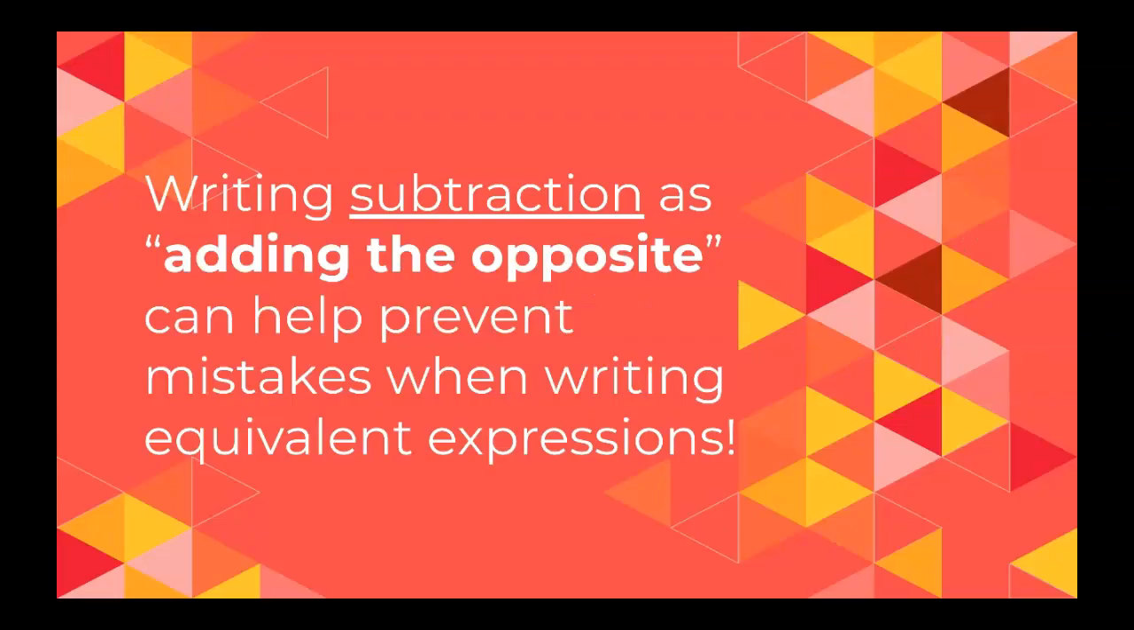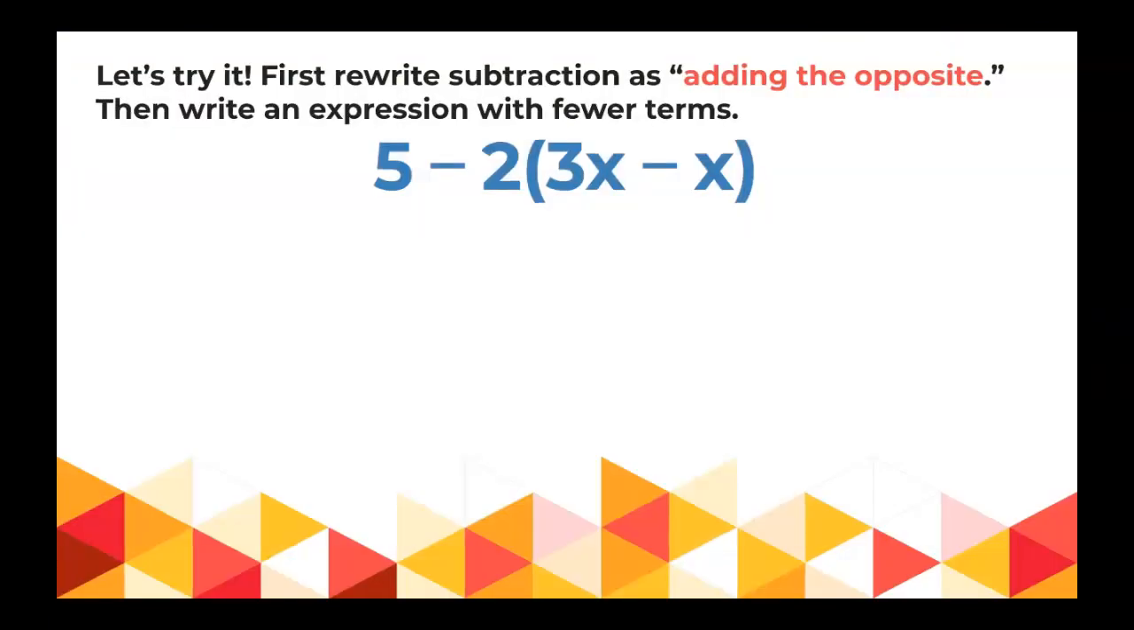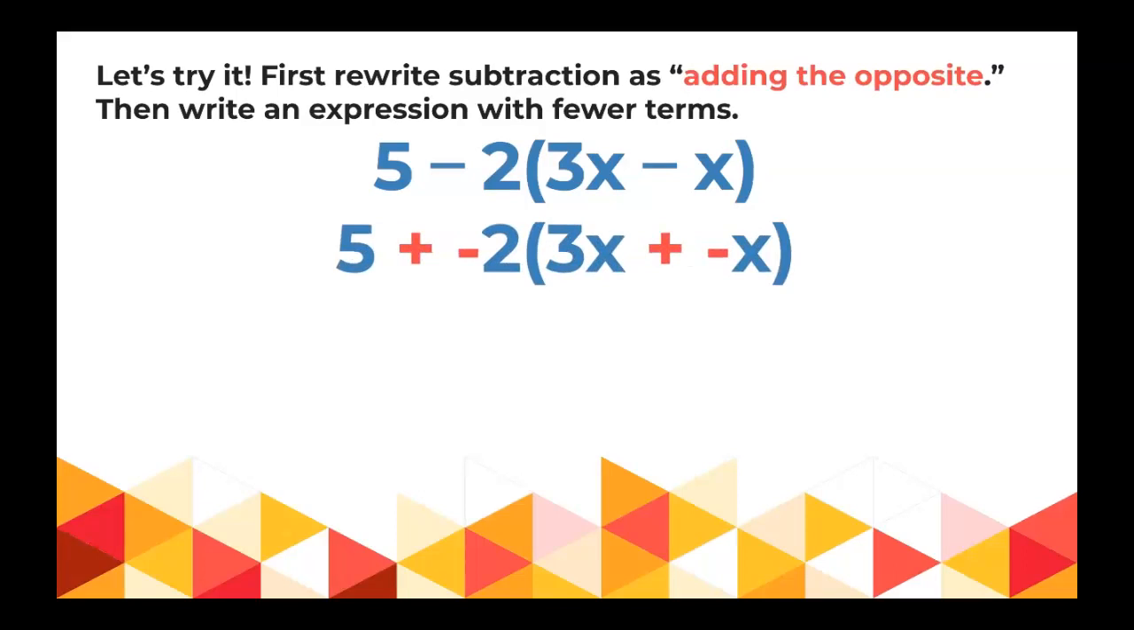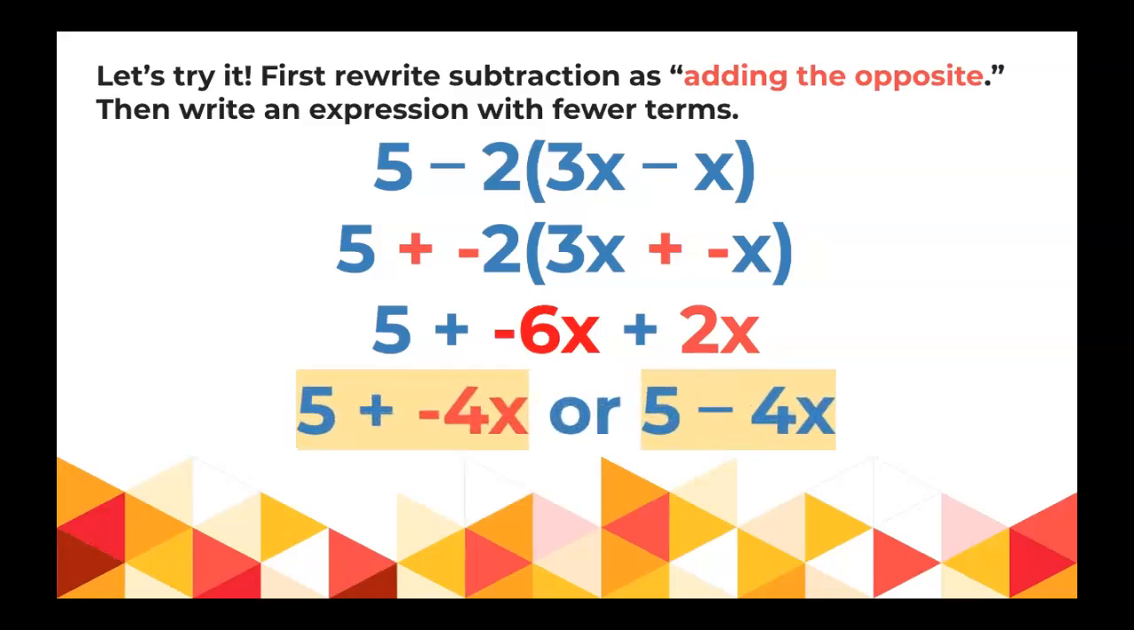So when we're writing subtraction, we can write it as adding the opposite to help prevent mistakes when writing an equivalent expression. So here we go. Let's look at 5 minus 2 times the quantity 3x minus x and try to start this with adding the opposite. So I'm going to change this to 5 plus negative 2 times the quantity 3x plus negative x. I could then distribute that negative 2 and rewrite it as 5 plus negative 6x plus positive 2x, since a negative times a negative is a positive. Then I could combine my like terms and call this 5 plus negative 4x, or 5 minus 4x.